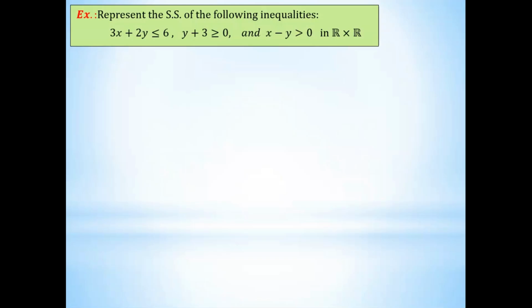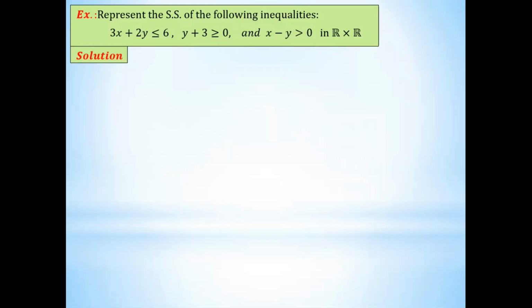Now what about the first one? The first one is a line, we can represent it by a line first. x equal 0, y equal 3, so (0, 3). y equal 0, so (2, 0). These two points give this line. And check by the test point, which is the origin, which region is the solution set of this one.